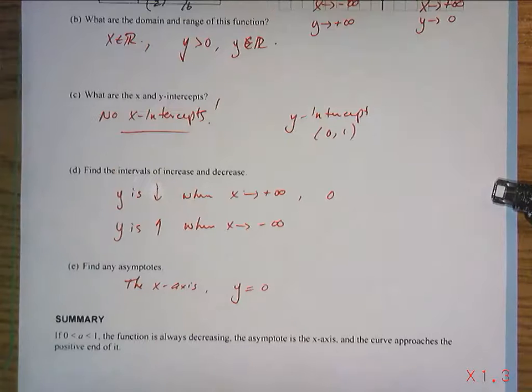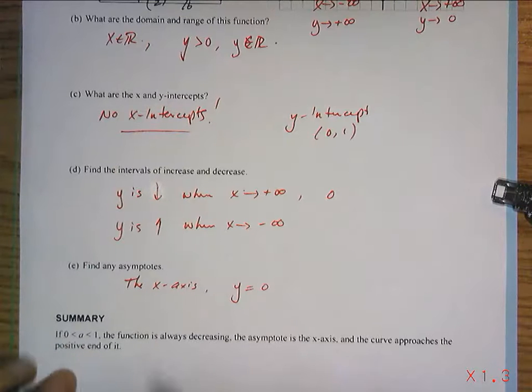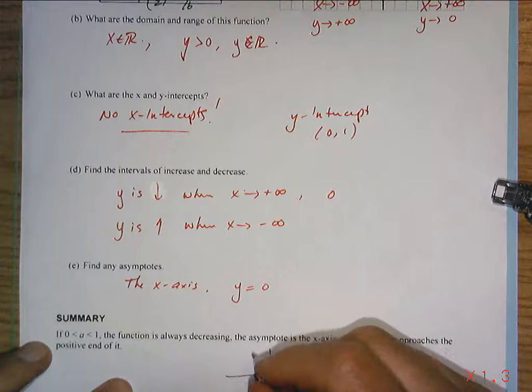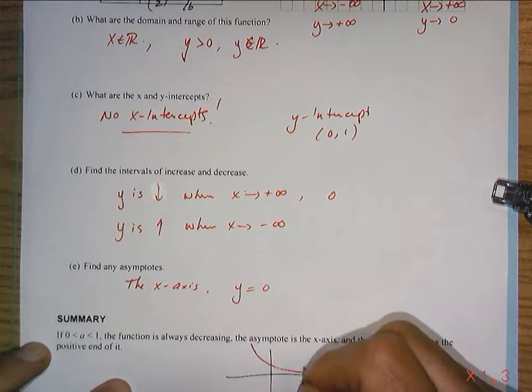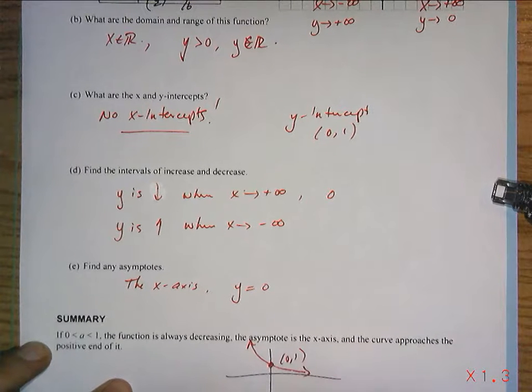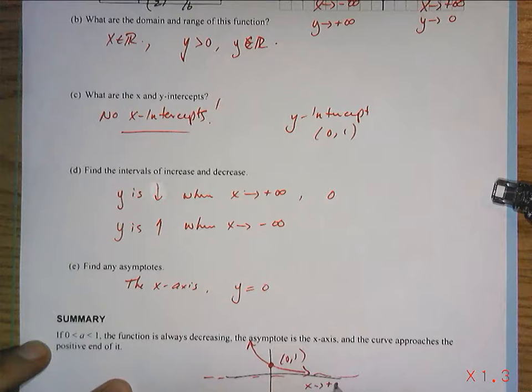So in summary, if a is a decimal between 0 and 1, we're going to get a function that looks like this. It's always going to have a y-intercept of 0, 1 still. It's still always going to have this horizontal axis as an asymptote. And as x approaches positive infinity, you're going to get y approaching 0. It's getting closer and closer to 0. And as x approaches negative infinity, you're going to get y approaching positive infinity. It gets larger and larger.